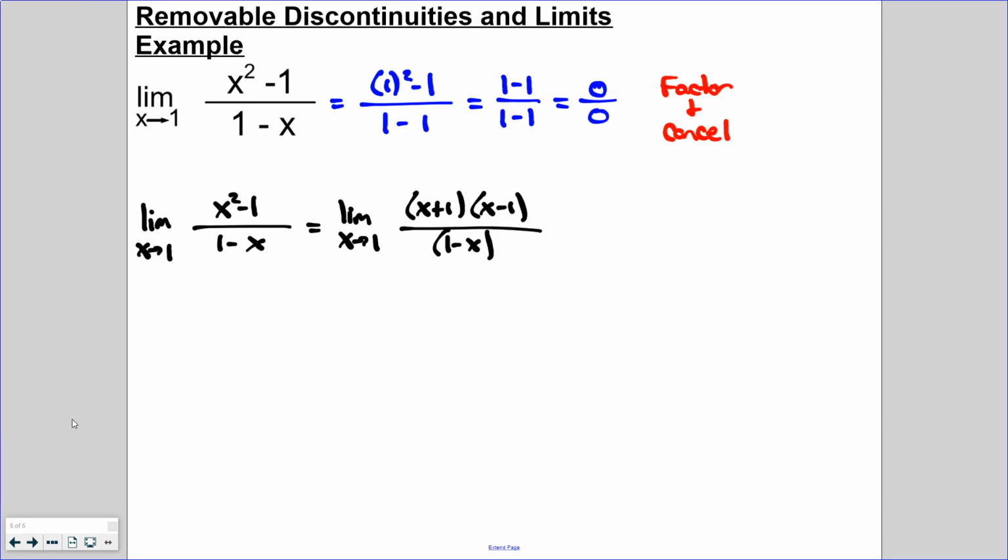Oh, shoot. We factored, but there's no factors to cancel. Or is there? And this is a cool little trick. So if we notice, x minus 1 is so close to 1 minus x. If only we could just flip them both around to be x minus 1. But unfortunately, subtraction is not commutative, which means we can't just randomly flip them.